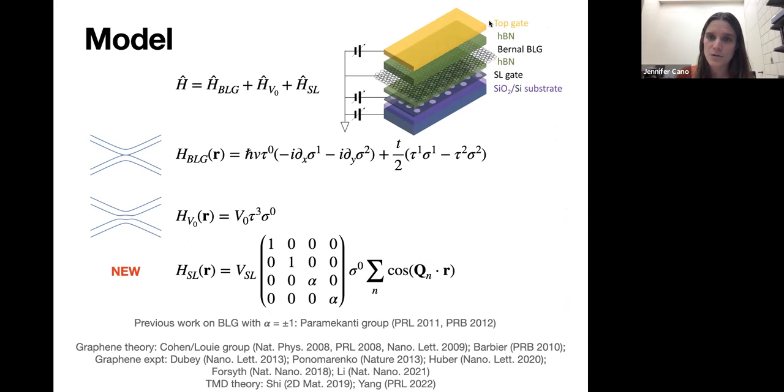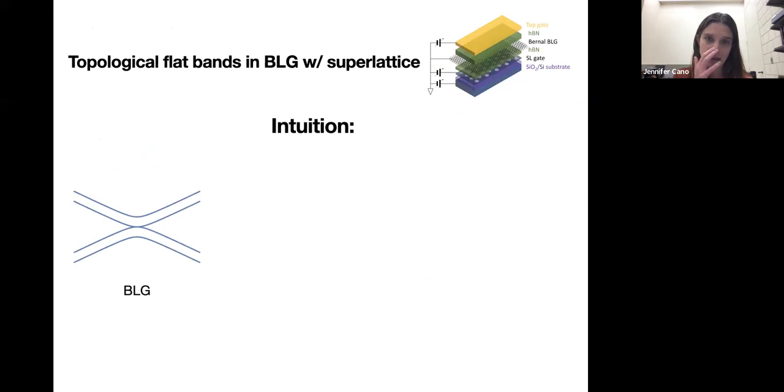And there's a top gate, which is spatially constant, but then on the bottom, we have a superlattice gate, which imposes a superlattice potential. And there's been a lot of literature on superlattice potentials in graphene, but there has been absolutely no literature on looking for topological flat bands with this superlattice potential. And so that's the thing that we're looking for in our work. And so let me give some intuition of what will happen.